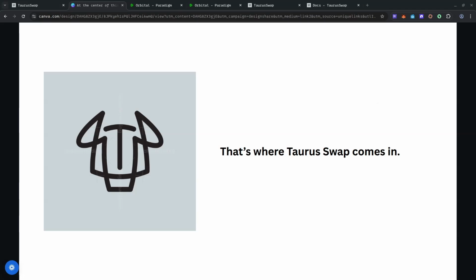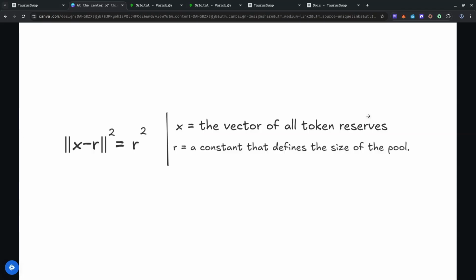Now let's talk about the maths. To understand Orbital, let's start with how an AMM usually works. It works like the constant product formula, x times y is equal to k. But Orbital changes the math completely. Instead of a curve, it defines a surface in higher dimensions with this formula, where x is a vector of all the token reserves and r is a constant that defines the size of the pool.